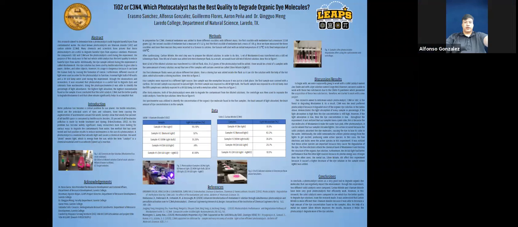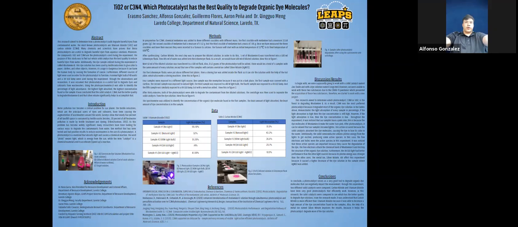And the title of our poster is TiO2 or C3N4. Which of the photocatalysts has the best quality to degrade organic dye molecules? The purpose of our research is to determine how a photocatalyst can degrade harmful pollutants within the water sources.